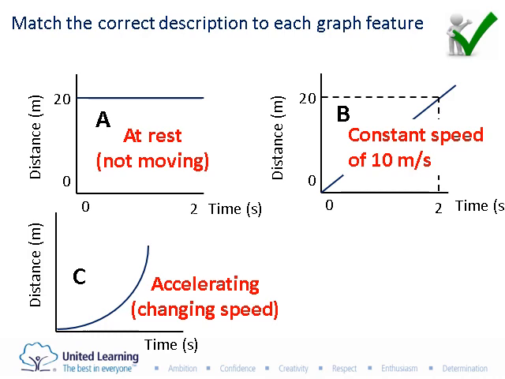So on here, A is at rest, B is constant speed, C is accelerating. All right, that should have been fairly simple for you. Make sure you've corrected your answers and we'll carry on.